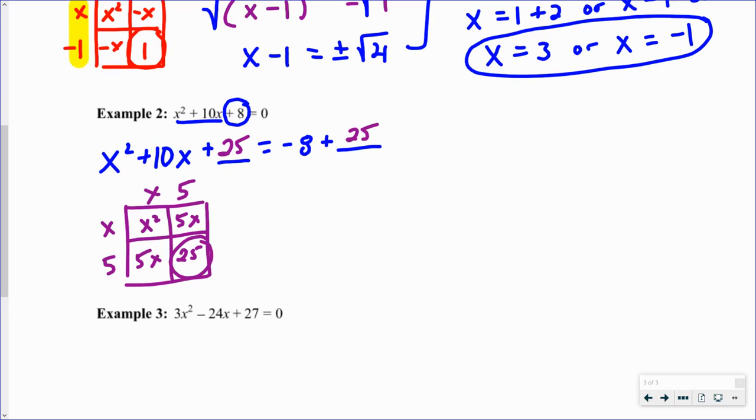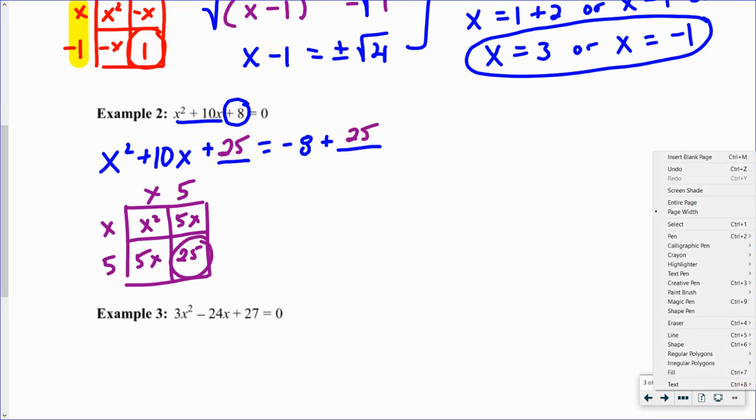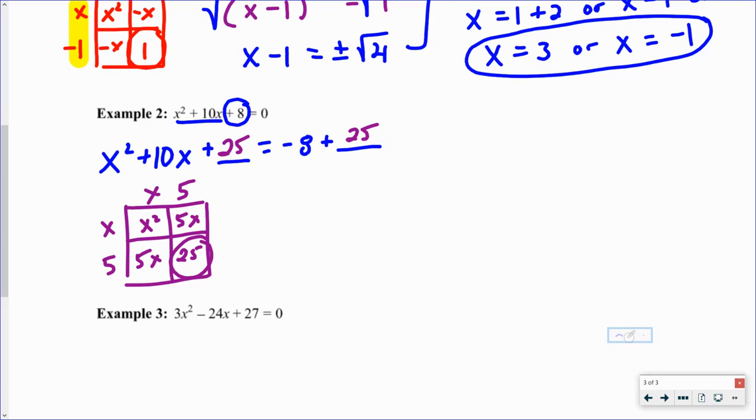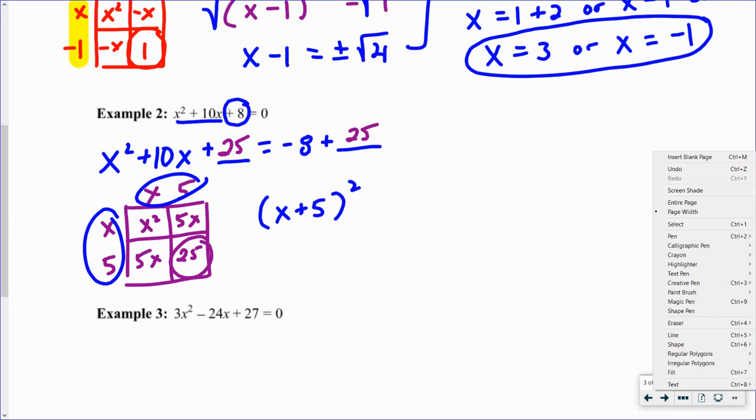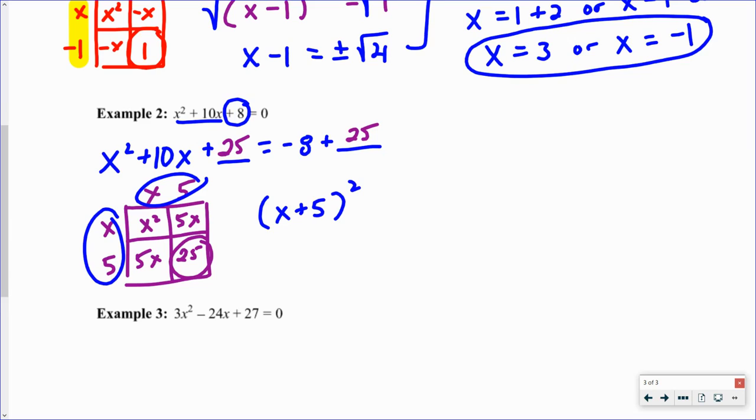Like I mentioned, some people say that the area model is not as efficient, but the nice thing about it is that it gives you your factors when you're done. So x plus 5 all squared. I'll highlight the things that are equal to each other if you're not picking up on this. This right here and this right here, those expressions are equivalent to each other.